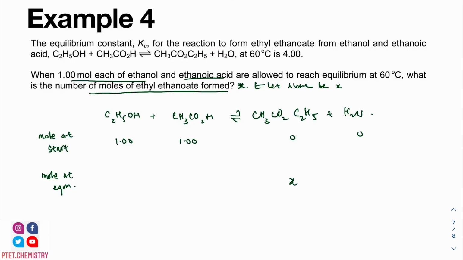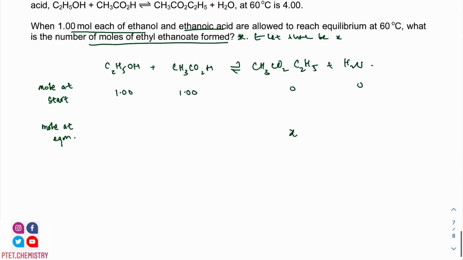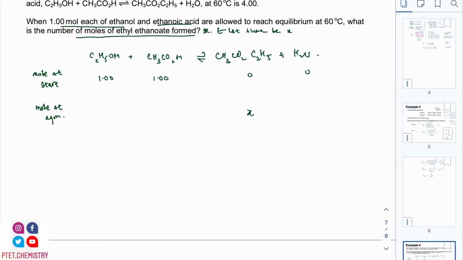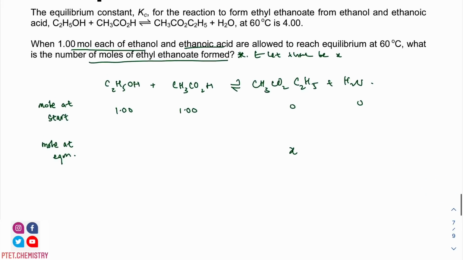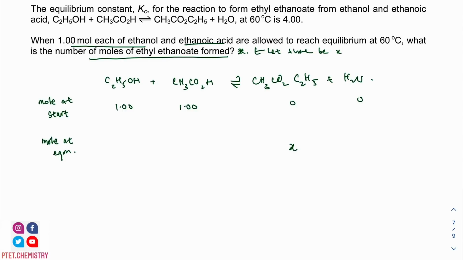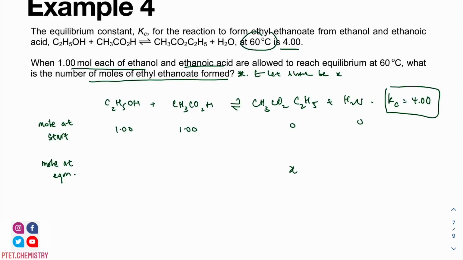If X is the mole of ethyl ethanoate at equilibrium, then we need to look at this equation and how we can manipulate it further. Alright? I'm going to add a page there because I think this one will take up quite a lot of space. You are given the Kc as 4.00, and that Kc is at 60 degrees Celsius, and this equilibrium is at 60 degrees Celsius, so we are okay. For as long as temperature doesn't change, Kc doesn't change. Alright? Temperature is the only thing that can change the value of Kc.